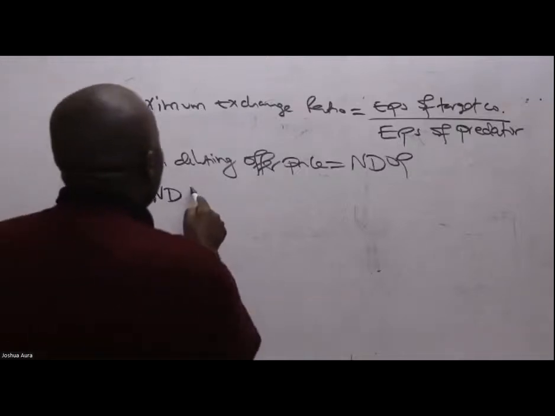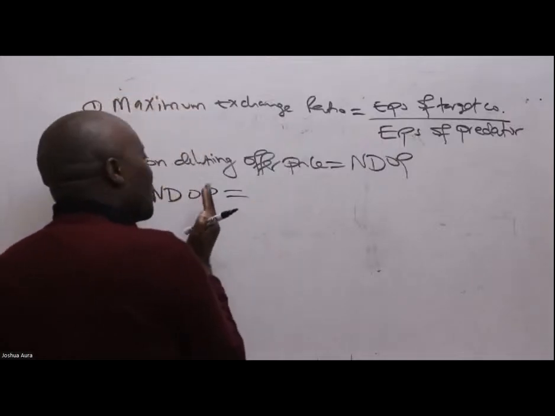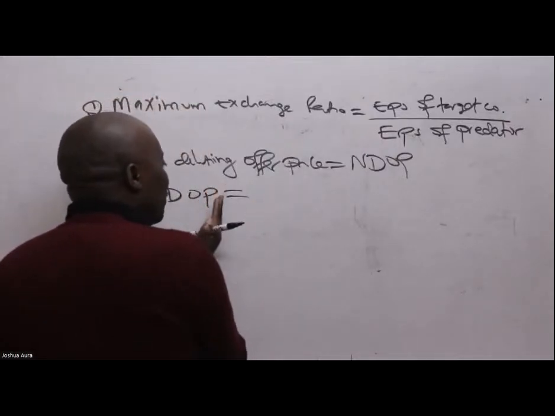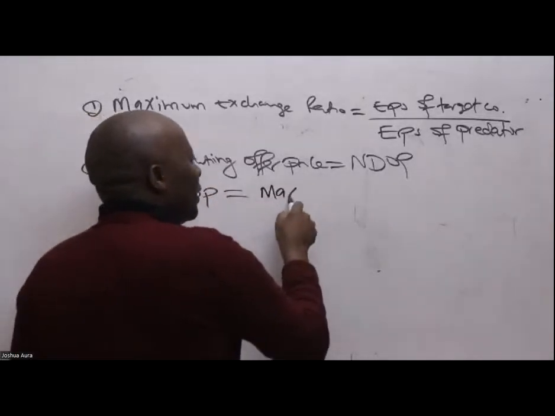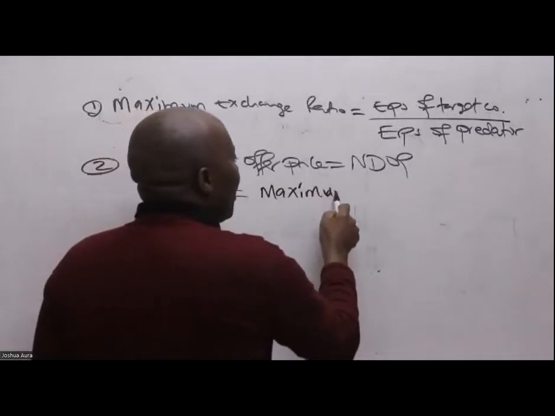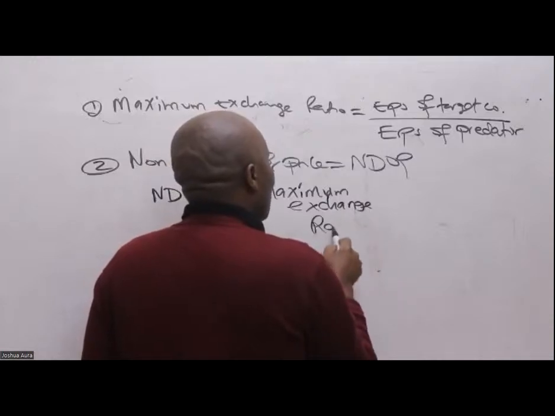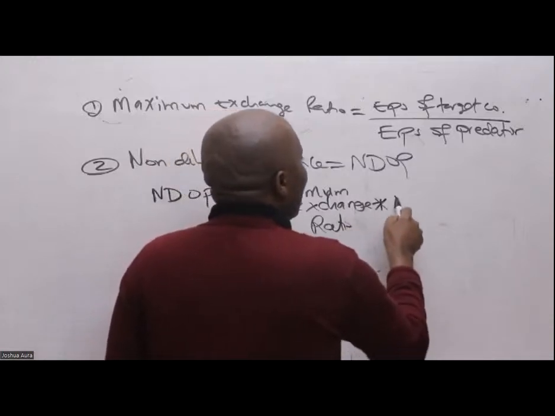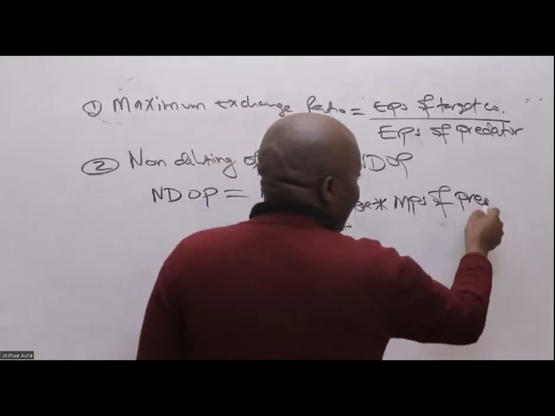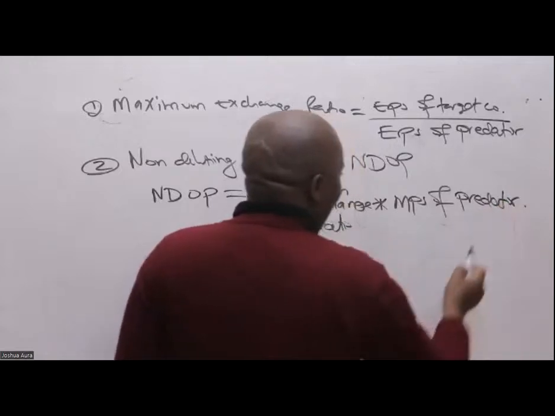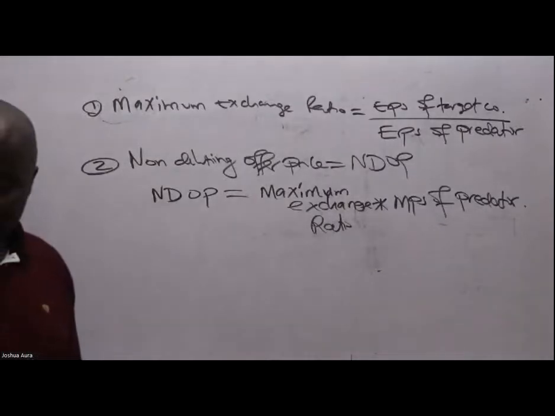NDOP. The easiest way that I taught you to always remember this formula is this: any time you want to get NDOP, always think about maximum exchange ratio, times MPS, not MPS of the target, but MPS of the predator company.